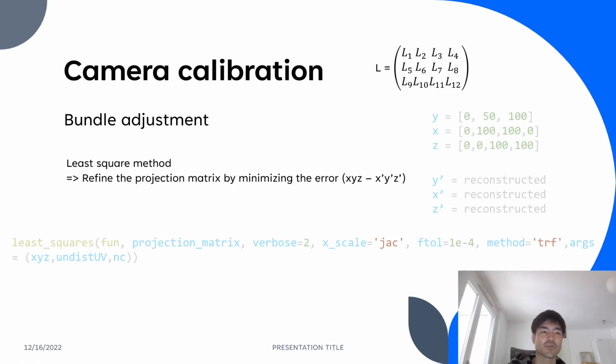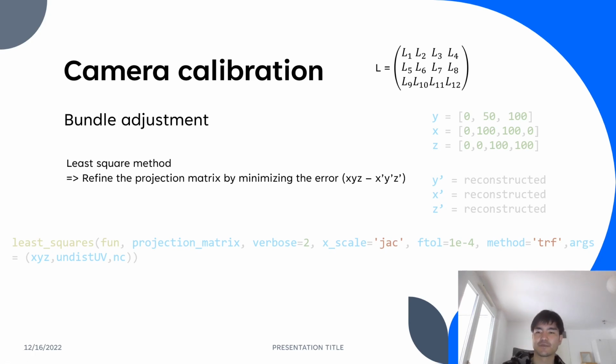And the last part is the bundle adjustment. To apply the bundle adjustment, you have to do the 3D reconstruction, but I'm going to explain the 3D reconstruction in the next part of the YouTube videos. The basic idea is using the least squares method to refine the projection matrix by minimizing the error between the 3D points and the reconstructed points in 3D.